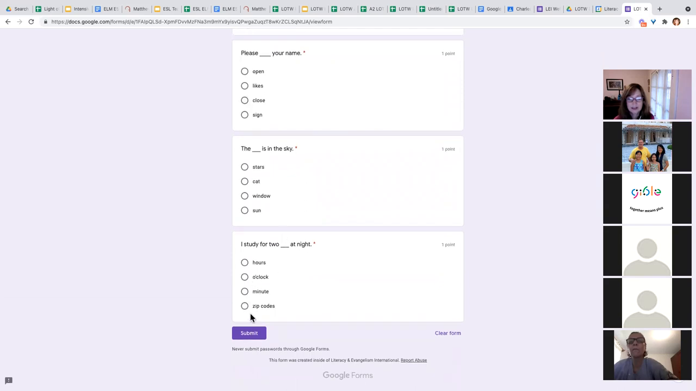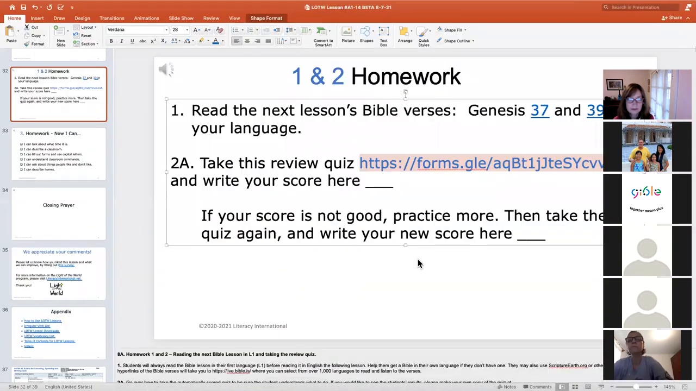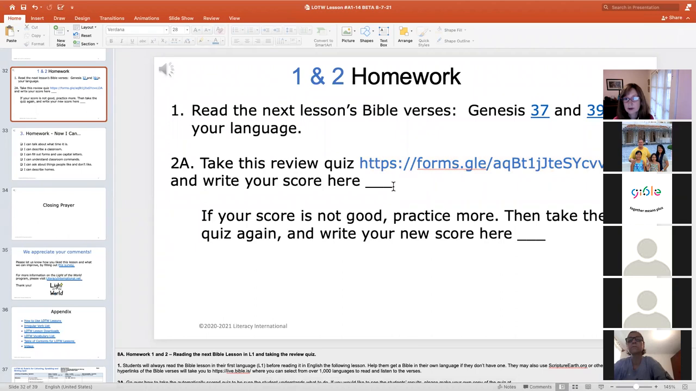And then when they're all done, they're going to submit, and it will immediately tell them how many they got correct and how many they got wrong. And so we encourage students to, it says, take the review quiz and write your score here. So let's say the first time they take the quiz, they only get 10 points out of 20 correct. They could put 10 there.